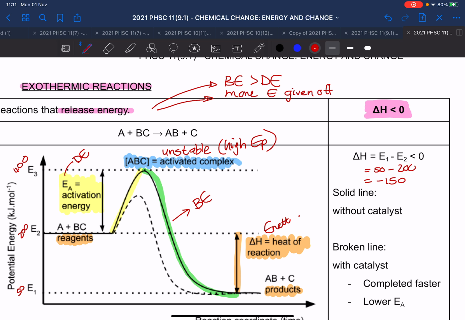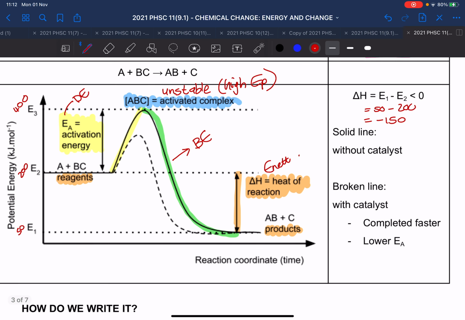Or when you look at this graph and you see this line ends lower than this line, then it's an exothermic reaction. Now, with reactions, time is money. We want to save time and we want to save money, so we want to add a catalyst. A catalyst does two things. It makes the reaction complete faster, and it lowers the activation energy.